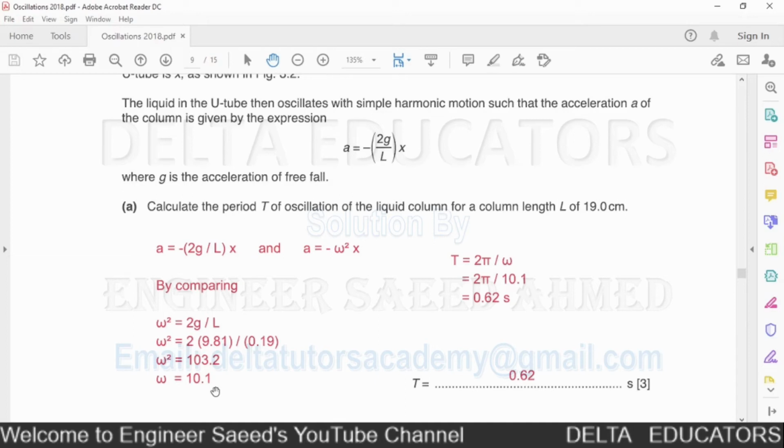Now the relation between time period and omega is T is equal to 2 pi over omega. Omega we have calculated as 10.1. Here we have to find the value of T. So T will be equal to 2 pi over omega. Omega is 10.1. So by solving this one, we get 0.62 seconds. So the time period is 0.62 seconds.